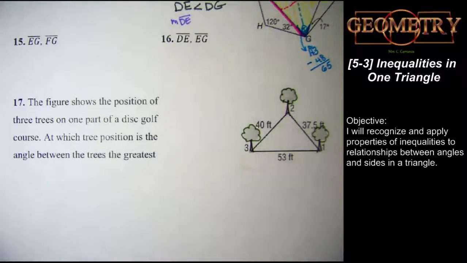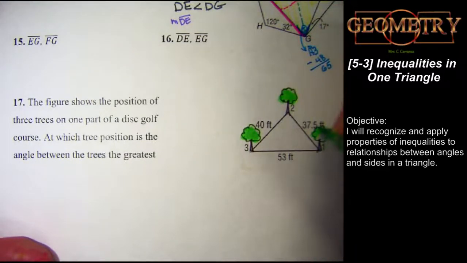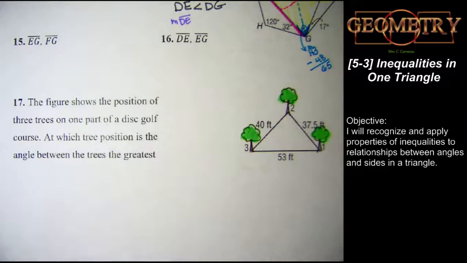YouTube. So you have these trash cans. They're made of chains, and you throw the frisbee at it and it gets stuck in the chain, and you get a point for every frisbee that's in your chain trash can. Yes? That's frisbee golf, also known as disc golf. So they're playing frisbee golf, and they've got 3 trees somewhere on the course as obstacles for you, and they want to know at which tree position the angle between the trees is the greatest.